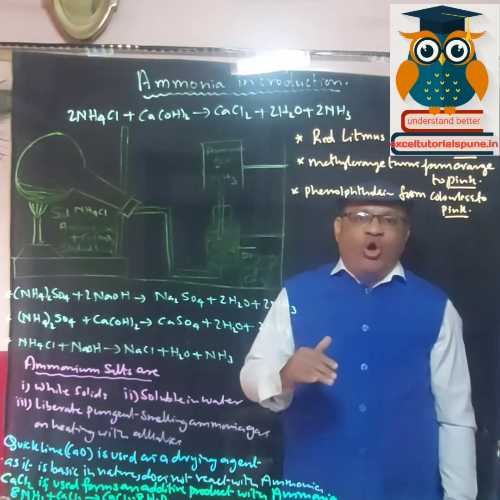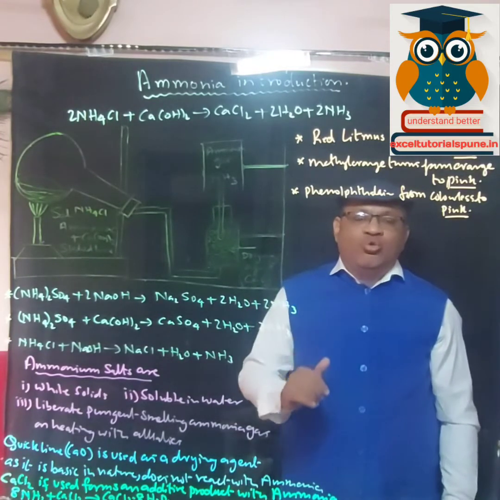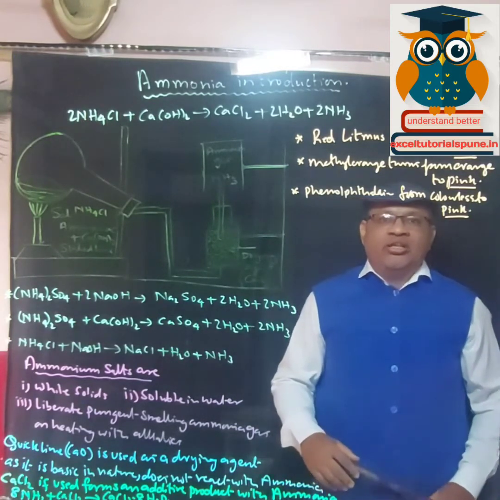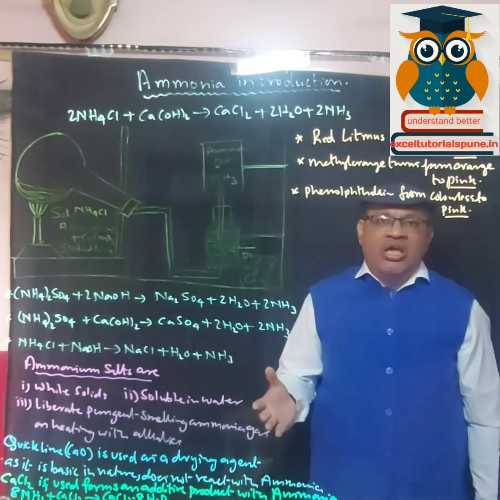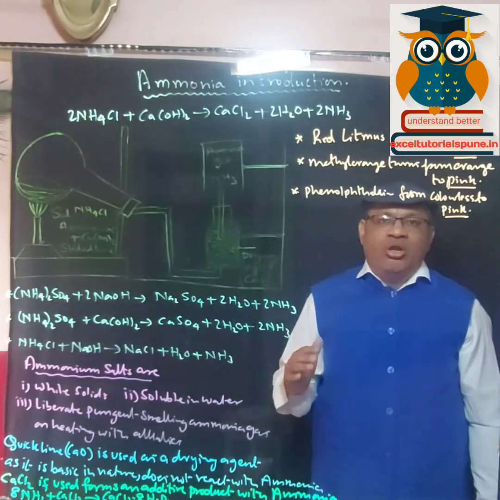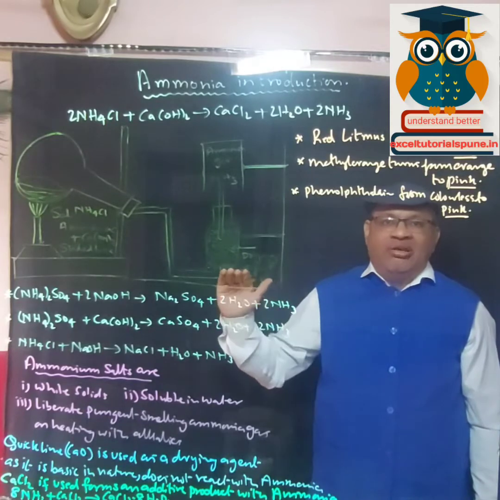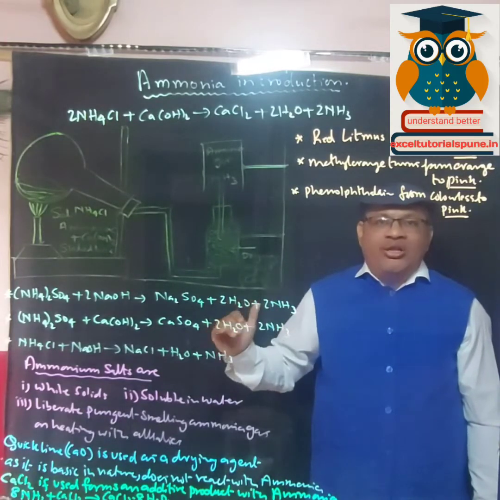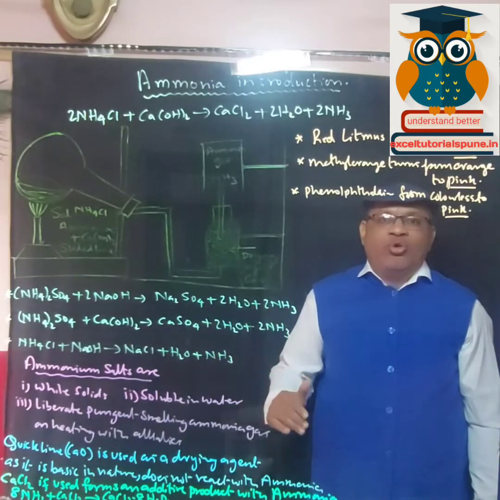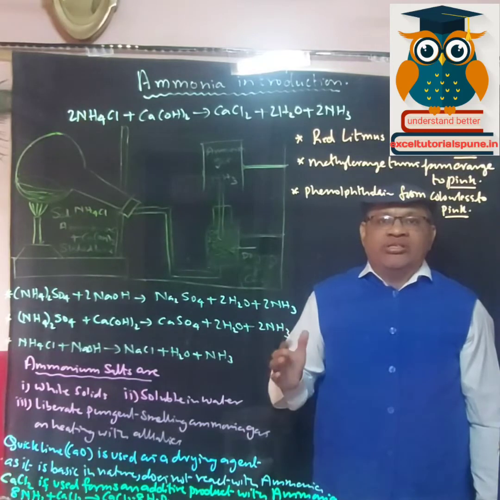Ammonium hydroxide is formed. Now, what is the use of this ammonium hydroxide? It is used for cleaning purposes. Have you heard about Colin? Colin is used for cleaning window panes. So what does Colin have? Colin has this ammonium hydroxide, which is liquor ammonia.